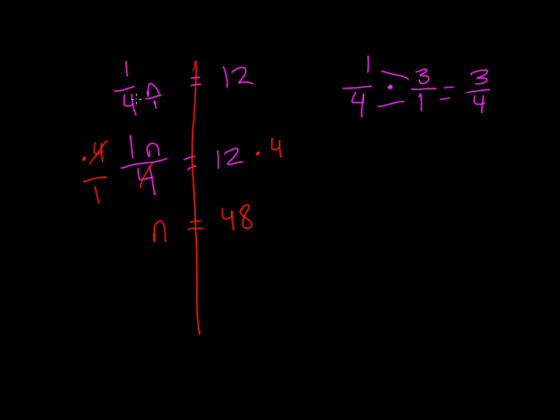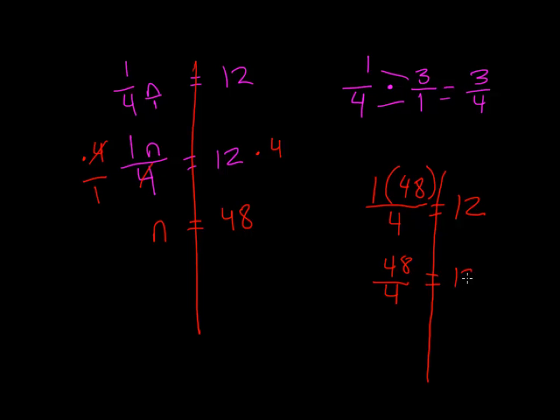Let's test it out. Now you can use your original problem, but this is just the original written down a different way. So I'm going to actually use this. I'm going to use 1. Now is our n, so I'm going to put in a 48. We're multiplying, so that's why I'm putting the parentheses. Over 4 equals 12. Draw my line again. 1 times 48. 48 over 4 equals 12. 48 divided by 4 is 12 equals 12. And that checks out.